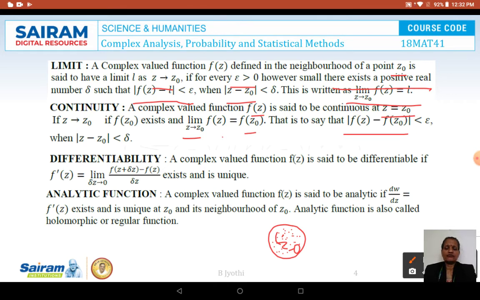A complex valued function f of z is said to be differentiable if f dash of z is the limit as delta z tends to 0 of f of z plus delta z minus f of z by delta z, and the limit exists and is unique. Next is analytic function. A complex valued function f of z is said to be analytic if its derivative f dash of z exists and is unique at the point z0 and in the neighborhood of z0. It is also called a holomorphic or a regular function.